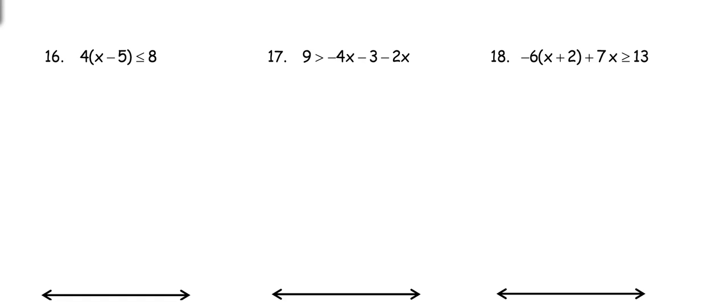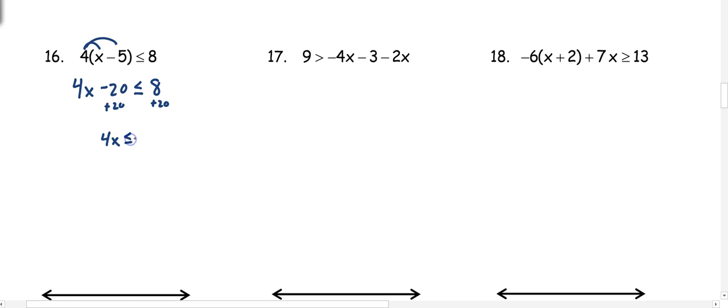Number 16. Now there's parentheses, so in order to solve first, we need to distribute the 4 to both terms. Remember when you're distributing, you're multiplying. So we get 4x minus 20 is less than or equal to 8. So to solve for x, we're going to add 20 to both sides. We get 4x is less than or equal to 28 and divide by 4. So x is less than or equal to 7.